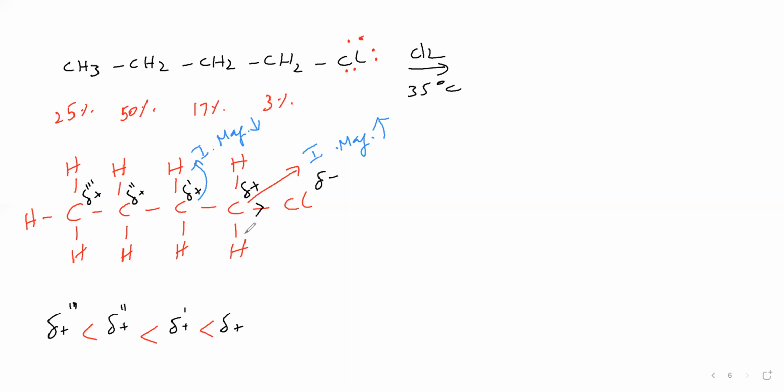More inductive effect means it is pulling the sigma electron cloud to this side to a greater extent. Therefore, availability of electron for this hydrogen is less. Here inductive effect magnitude is less. Therefore, it is pulling the sigma bond towards itself to a lesser extent. Therefore, availability of electron for this hydrogen is more. So because of the change in magnitude of inductive effect, the availability of electron for the hydrogen is different.